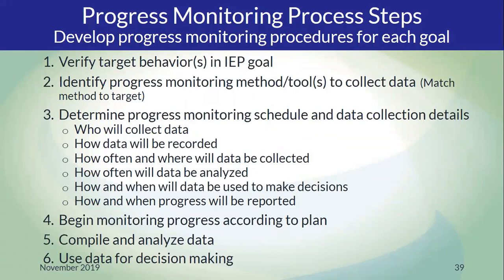The first part of this key is planning. This slide outlines a general process to guide teams in the development of procedures to monitor IEP goals. IEP teams should consider these 6 steps when planning for progress monitoring. Remember, putting some time into the first 3 steps can improve the ease and efficiency of completing the last 3 steps.